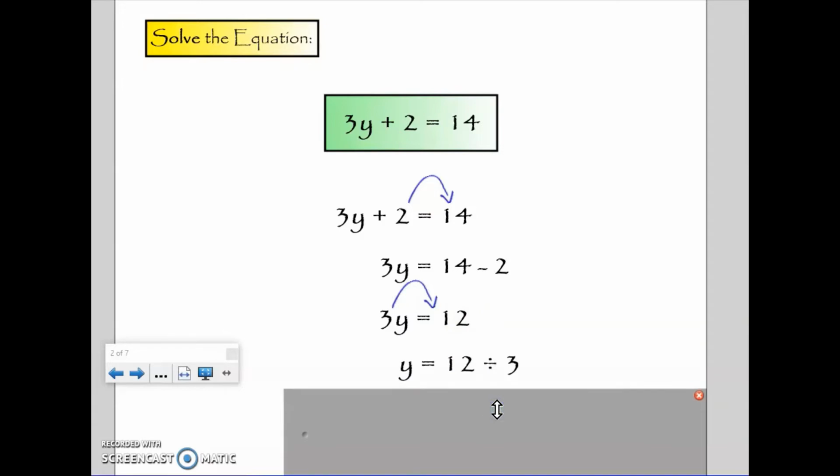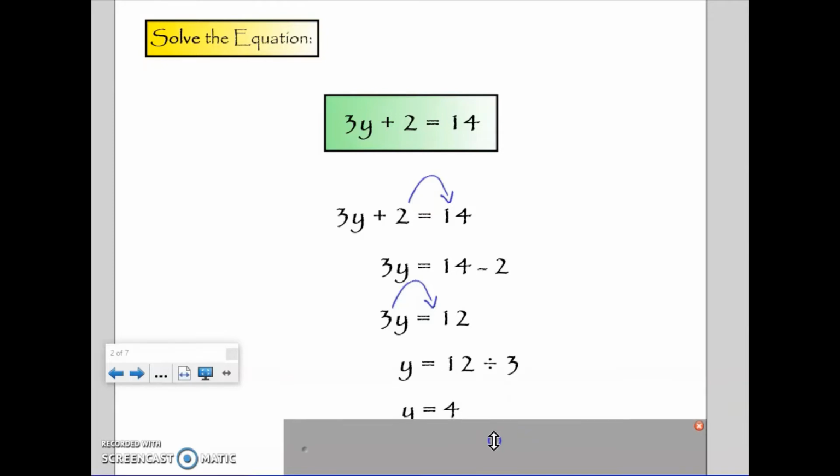That leaves us with 12 divided by 3, which we can go ahead and simplify, which tells us that our value of y is 4. So the two-step equation, you can see where that took place. The two steps are where the blue arrow indicates that something is moving across the equal sign, or we are rebalancing the equation.